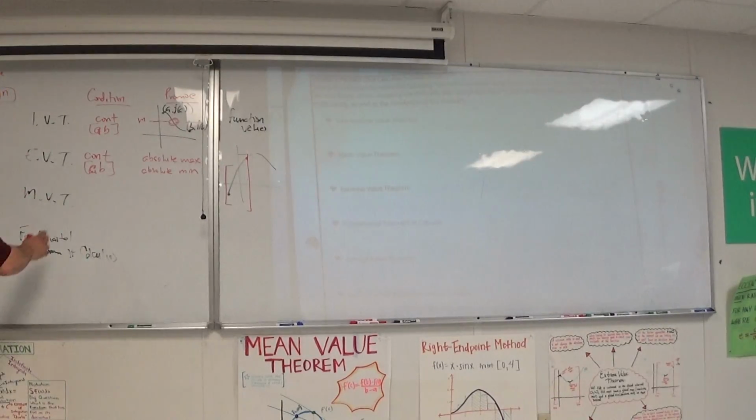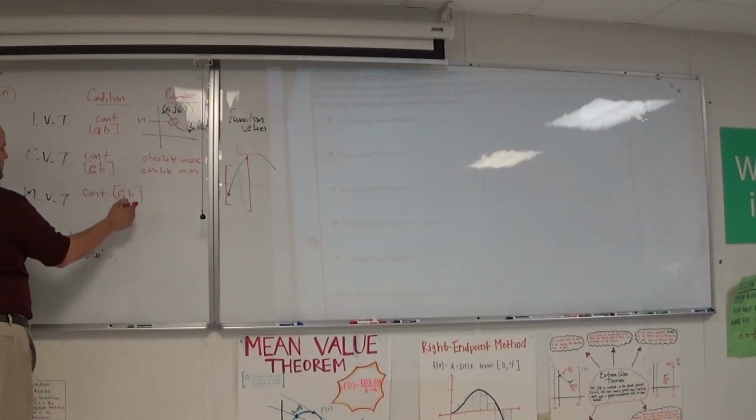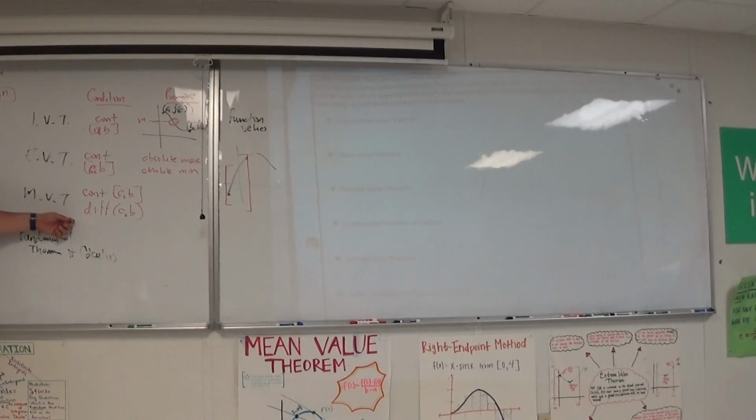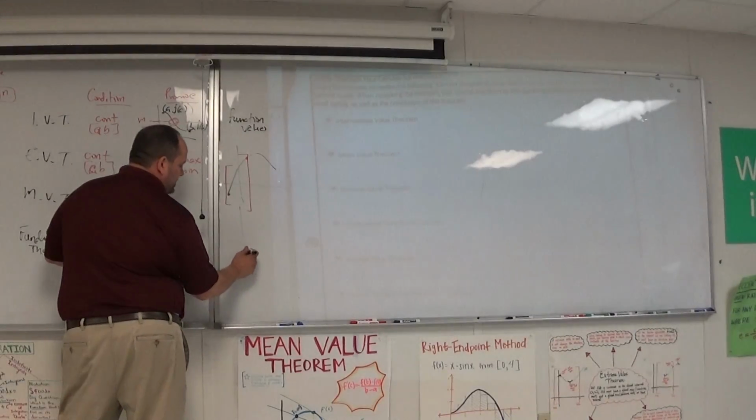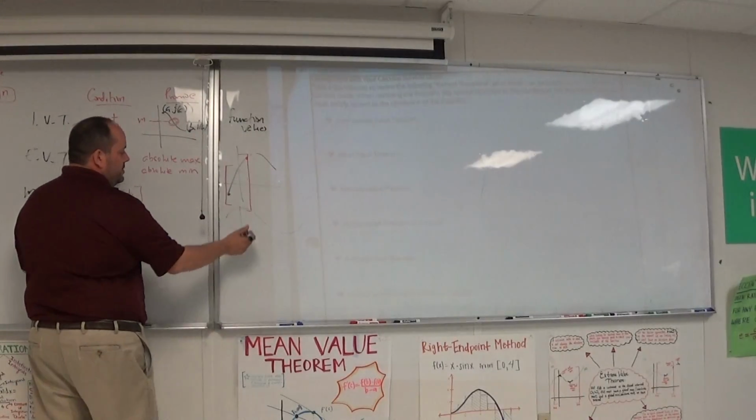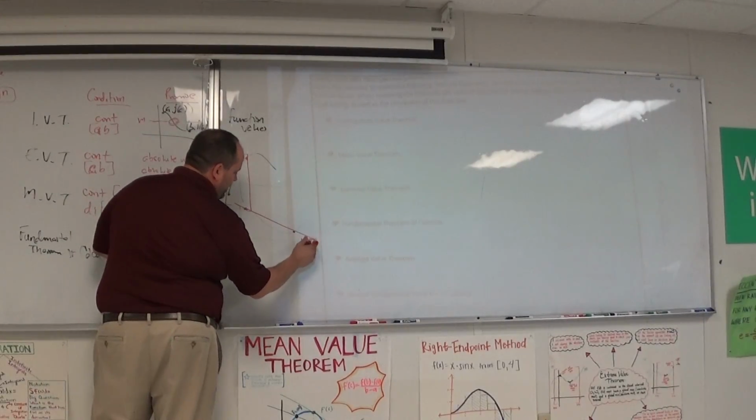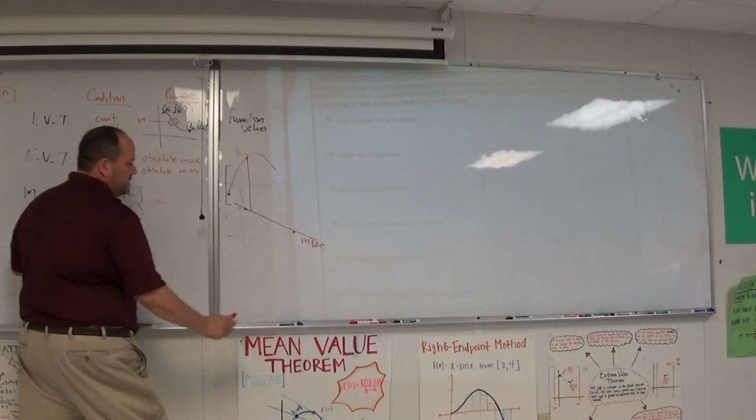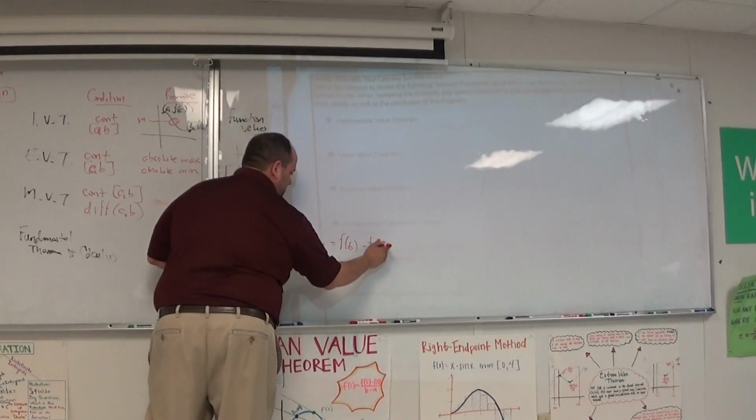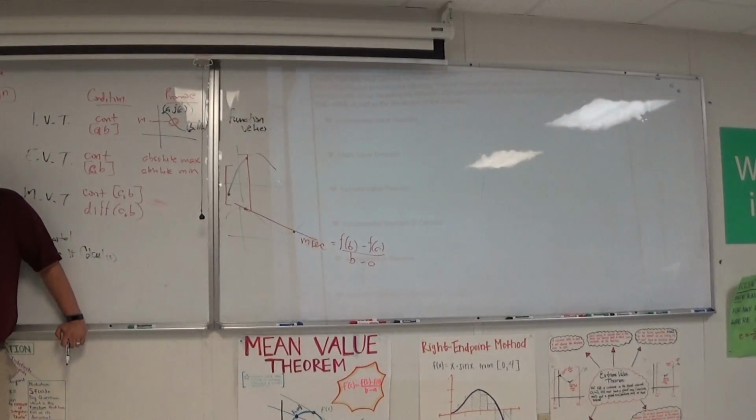Okay? All right, then we've got the MVT. For the MVT, you still need continuity. You need continuity for all of these things. And then you need differentiability on the open interval. That's the graph I would want you to have in mind. It's going to look something like this. You have some graph. You pick a point. You've got another endpoint. You find the slope of the secant line. The slope of your secant is f of b minus f of a over b minus a. What does the MVT promise you?